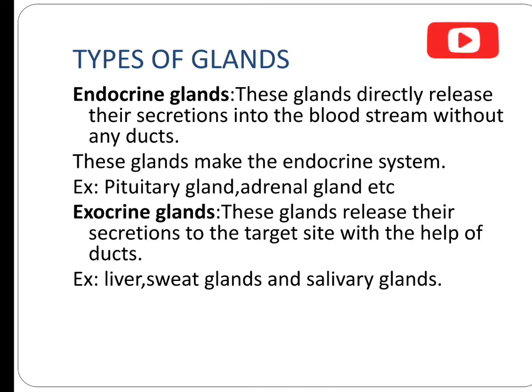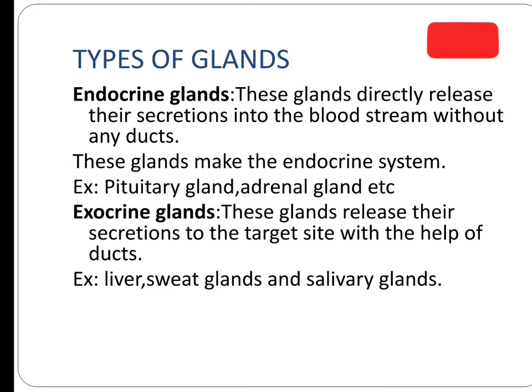And these glands together make the endocrine system. Examples are the pituitary gland, adrenal gland, etc. And we'll know more about these glands in the later part. And what are the exocrine glands? These exocrine glands have ducts. They release their secretion to the target site with the help of the ducts, meaning with the help of the tubes. Examples are the liver, sweat glands, and salivary glands.